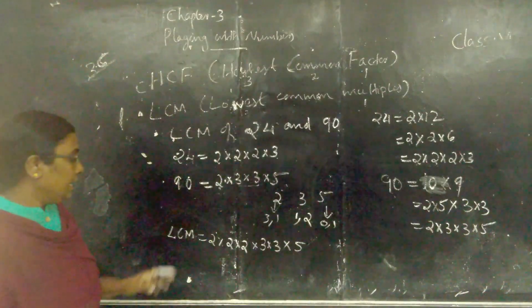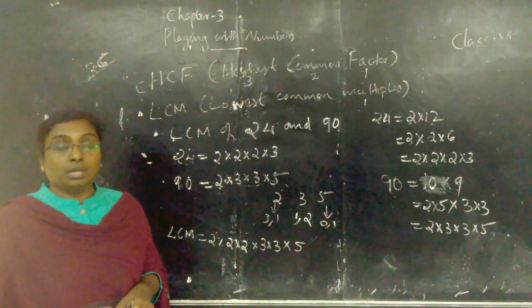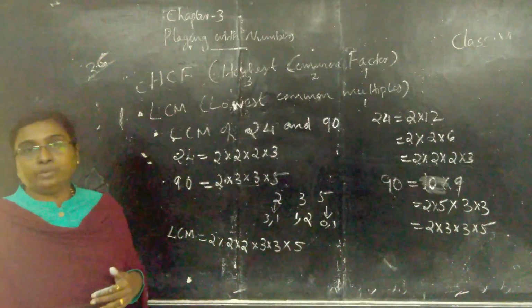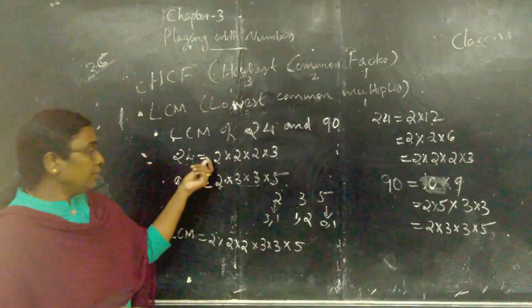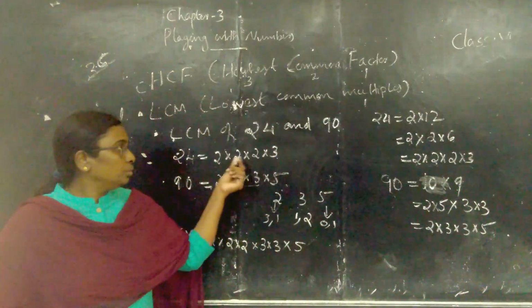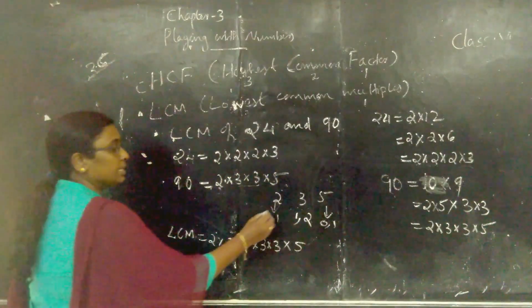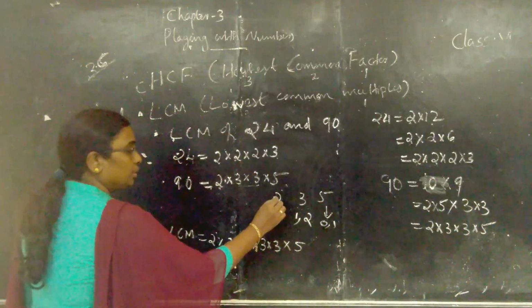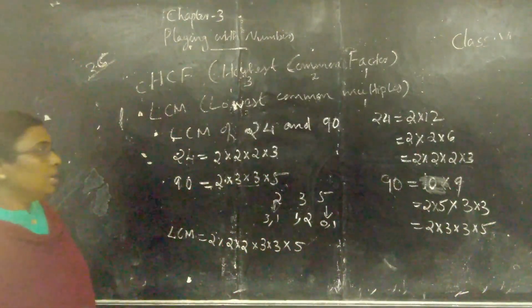Then the LCM is the product of prime numbers, counting the maximum number of times they occur in any of the given numbers. Here, in both numbers, the prime numbers that appear are 2, 3 and 5. So we take the first prime number, 2. What is the maximum number of times it occurs in any of the numbers?